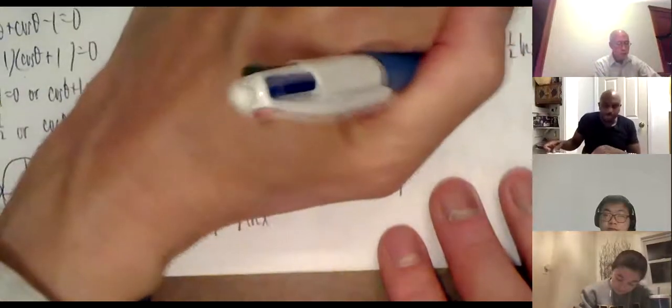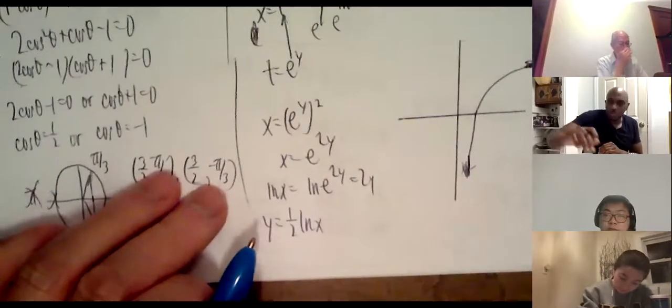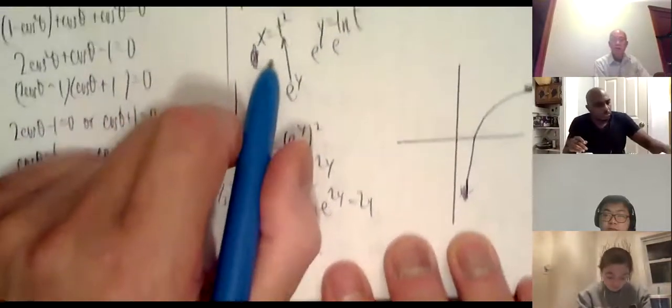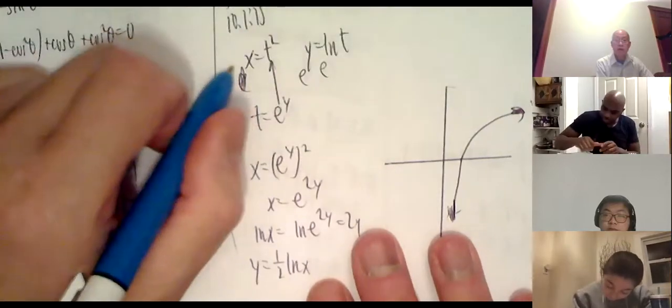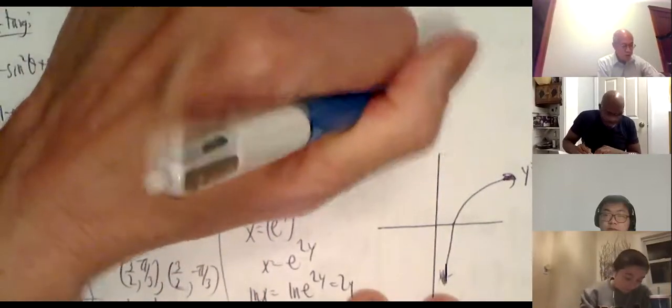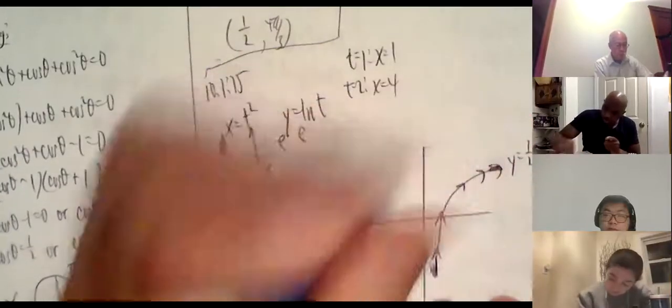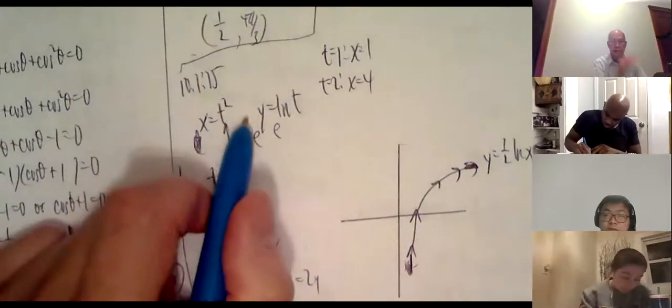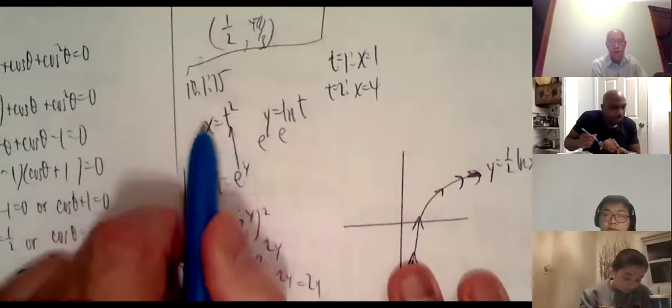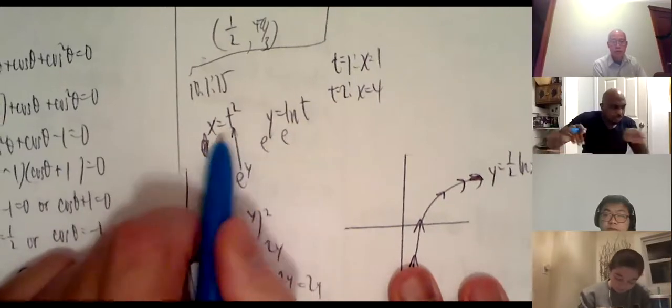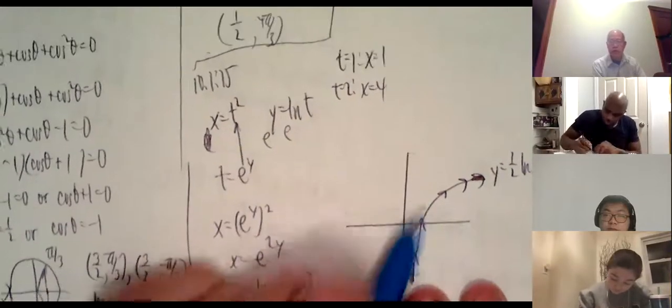Why shouldn't I put the arrows? Because I'm supposed to put the arrow direction of increasing t. Okay, so how do I do that? Oh, how about I just plug in some stuff? When t equals 1, x is 1, right? And when t equals 2, x is 4. So here's 1, here's 4. So that means it's going this way. See what I did? I didn't even have to worry about the y value. Increase t: I plug in 1, 1. Plug in 2, 4. So here's x equals 1, here's x equals 4. So it's going that way.